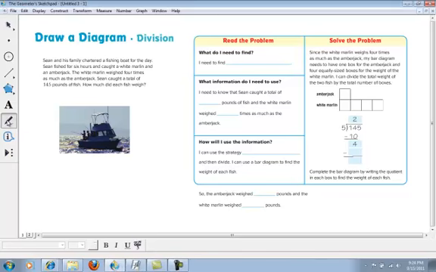In this lesson, we're going to learn how to draw a diagram to solve division problems. Let's look at our problem.